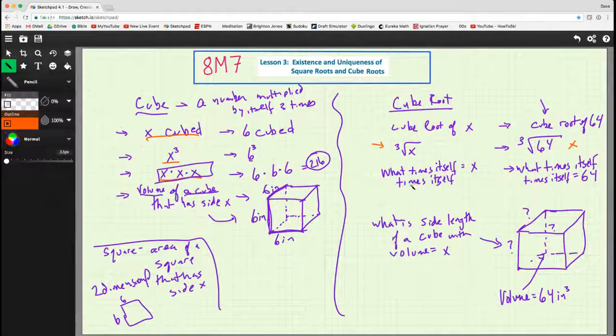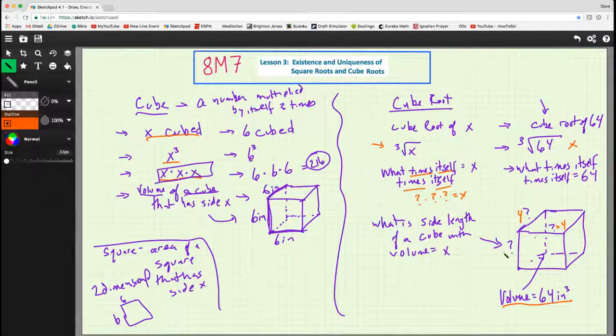What times itself times itself? What times itself equals x? So x times x times x, or what times what times what equals x. So what times itself times itself equals 64? That's what this is saying. Or you could think of the volume of the cube. If you knew the volume is 64 cubic inches, what is the side length that would make it have that volume, where everything has to be the same? And the answer here is 4, by the way.